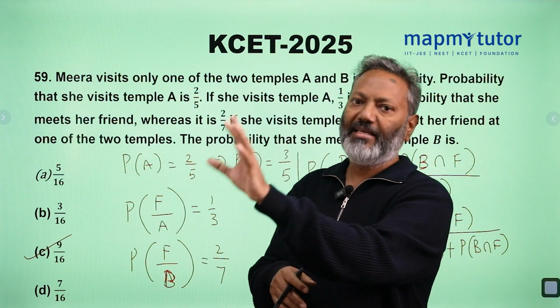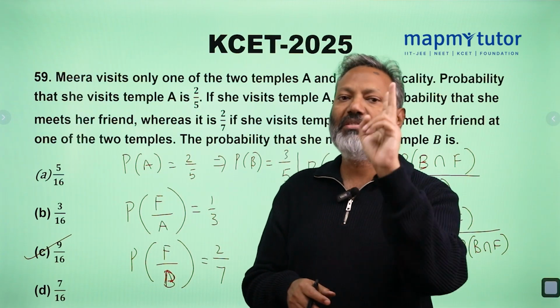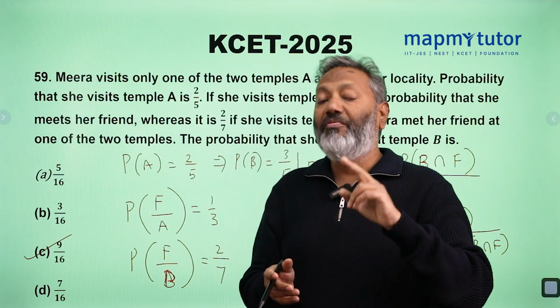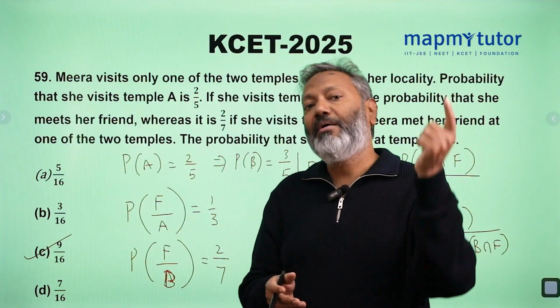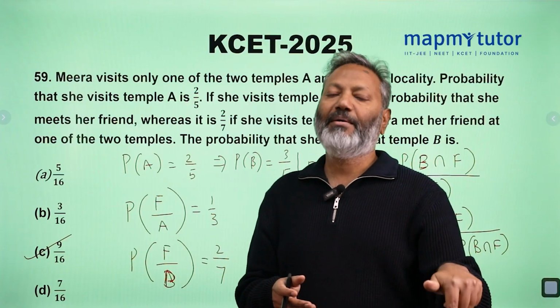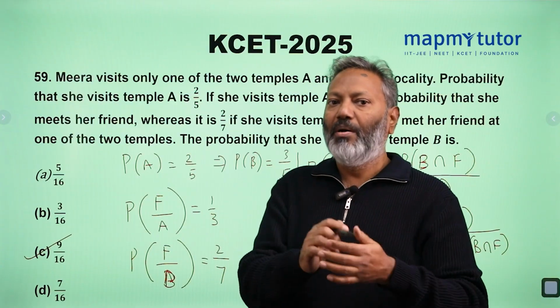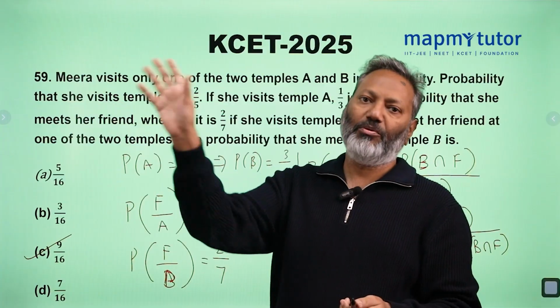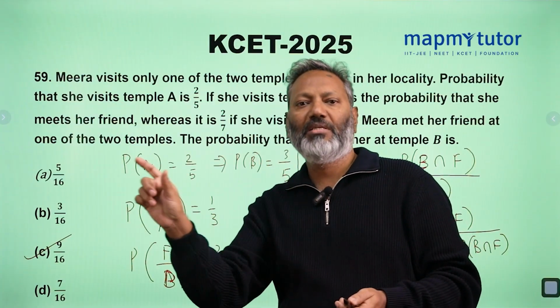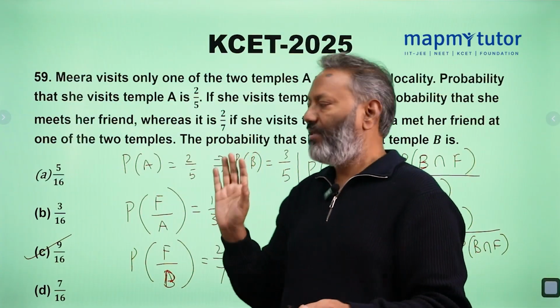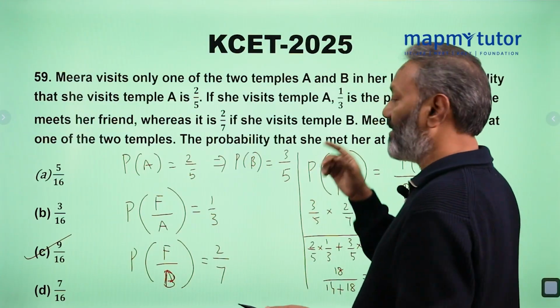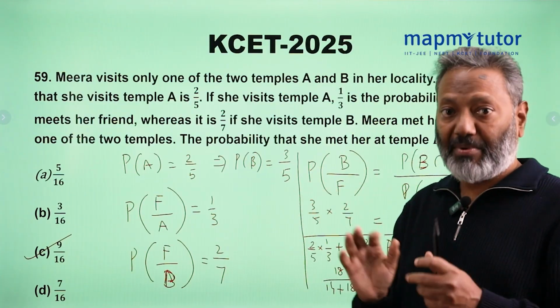How many possible cases? Two possible cases because she uses only two temples. And which is your favorable case? That comes in the numerator and the sum of the possibilities in the denominator. So simply you remember probability of the favorable case in numerator, sum of the probabilities of all possible cases in the denominator. Never write all these things in the examination. Just for explanation purpose I am writing.